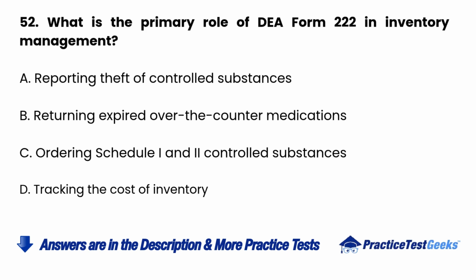52. What is the primary role of DA Form 222 in inventory management? A. Reporting theft of controlled substances. B. Returning expired over-the-counter medications. C. Ordering Schedule 1 and 2 controlled substances. D. Tracking the cost of inventory.